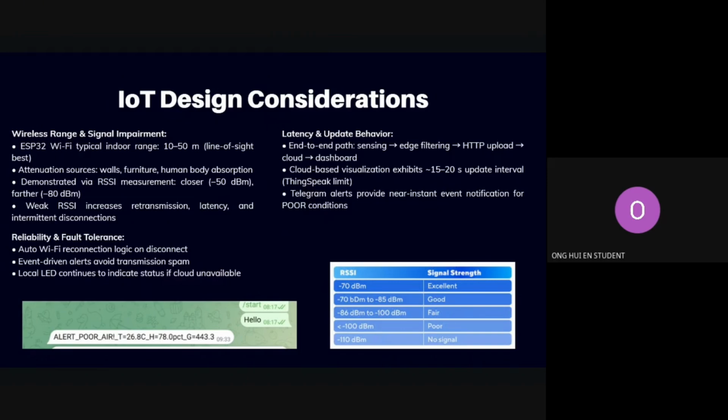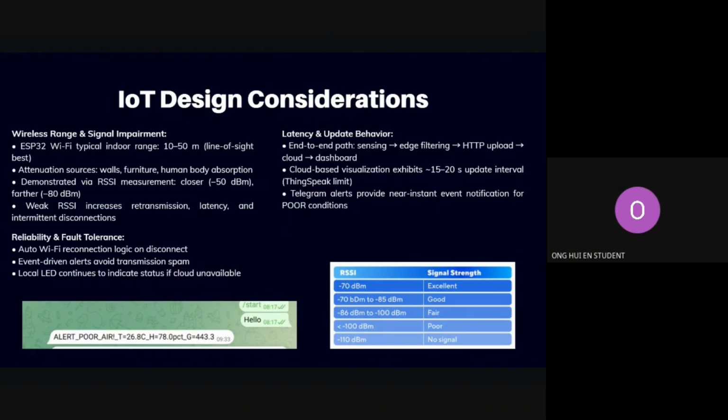So there are two latency paths in our system, which are cloud visualization on ThingSpeak, which updates every 15 to 20 seconds due to the platform rate limits, and Telegram event alerts, which arrive within 1 to 3 seconds. Therefore, the cloud is suited for historical monitoring, while Telegram is suited for real-time warnings.